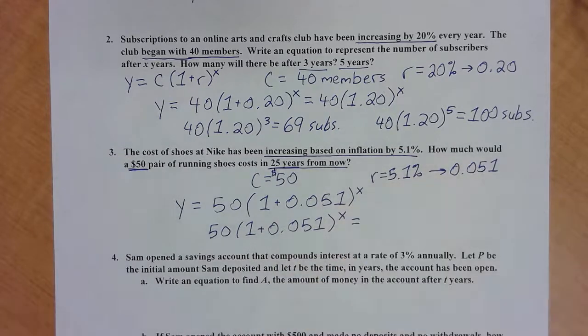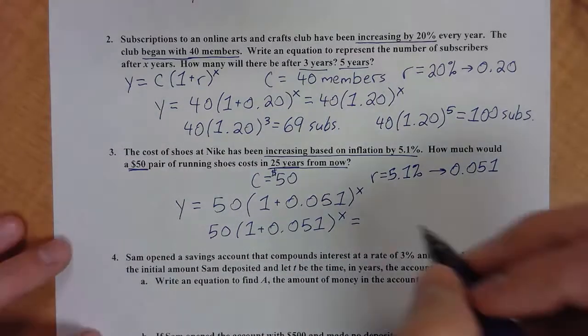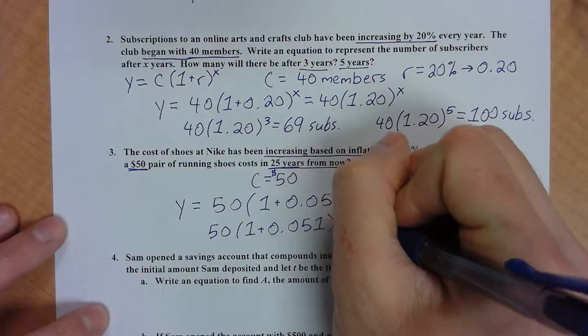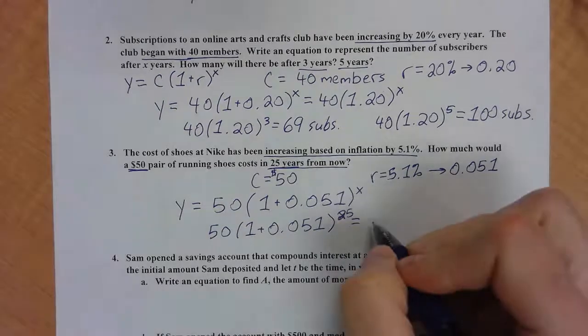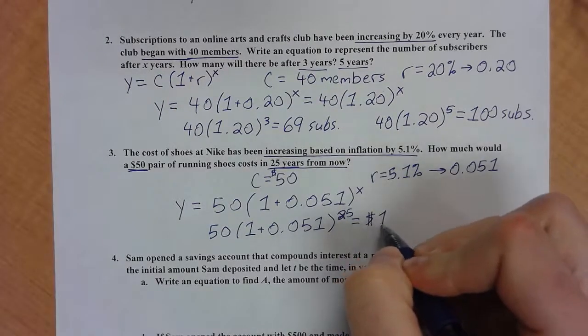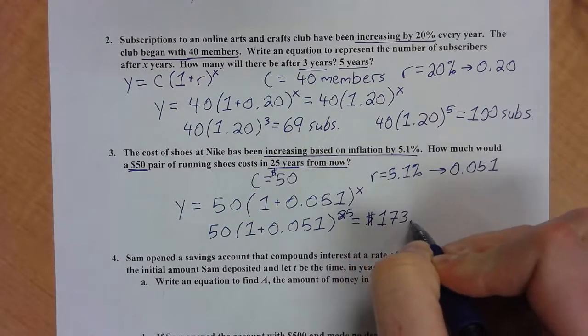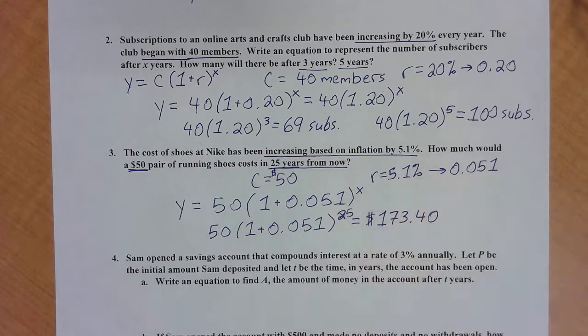And we are going to be finding an answer of $173.40, which sounds about right for the cost of Nikes around this time in our world.